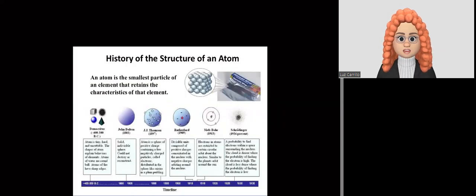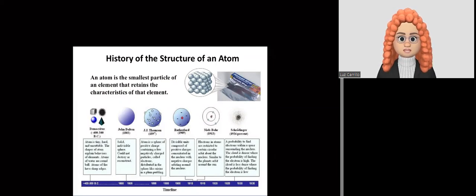Before we talk about compounds, we should talk about the elements that specifically come together to make compounds. And we are going to first look at the history of how we can actually look at the structure of an atom. When it comes to defining what an atom is, it is the smallest particle of an element that retains the characteristics of that element.